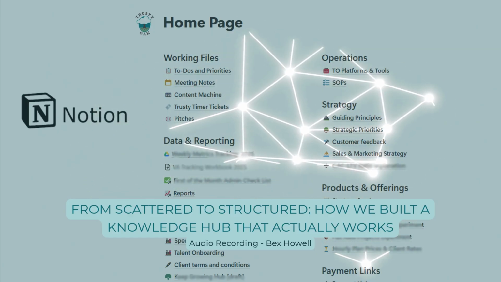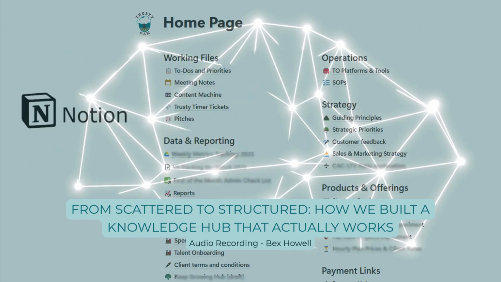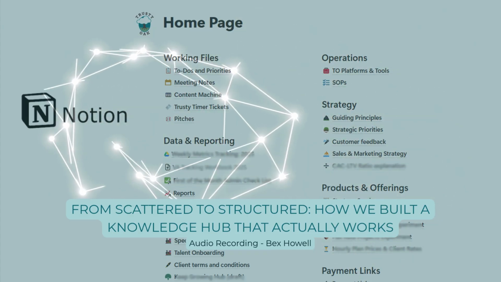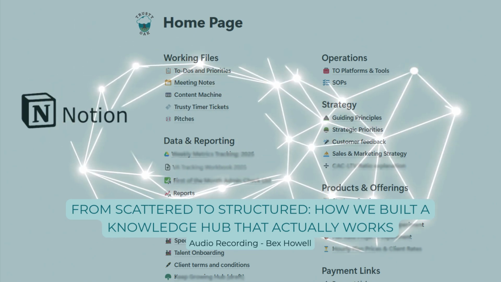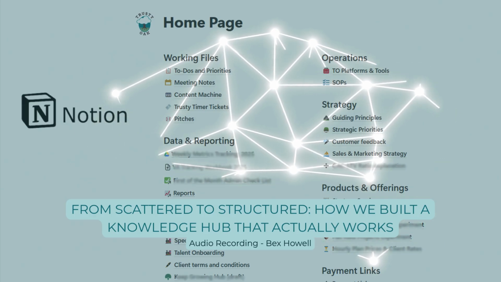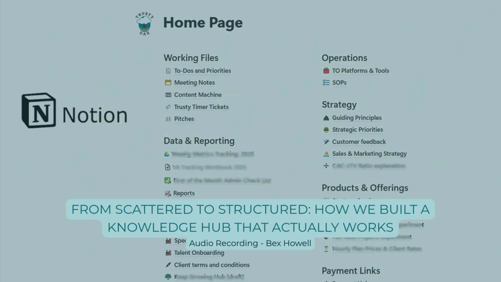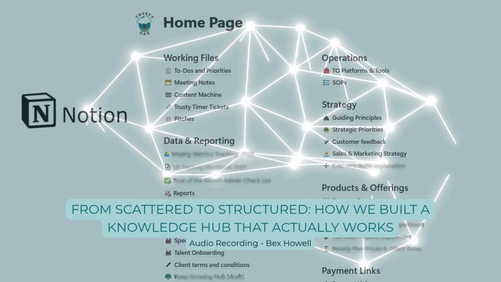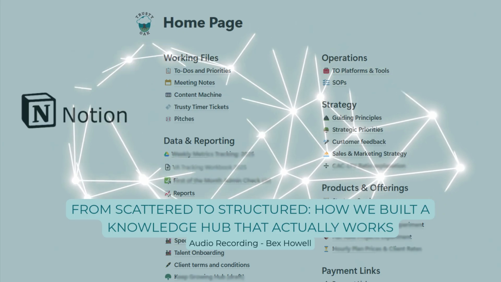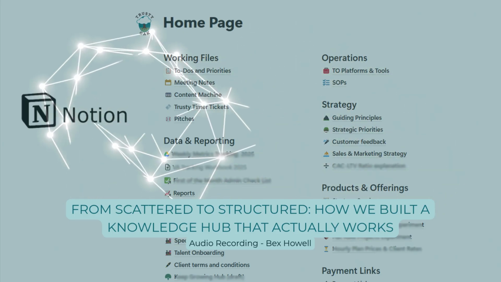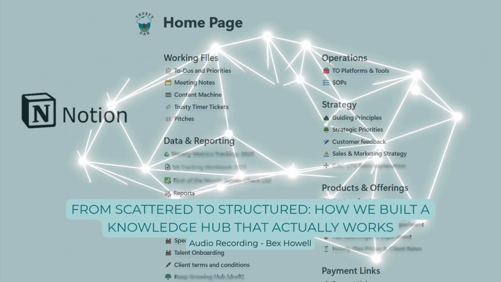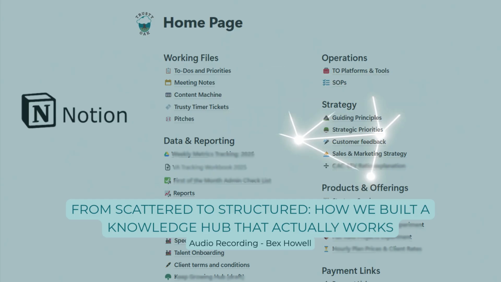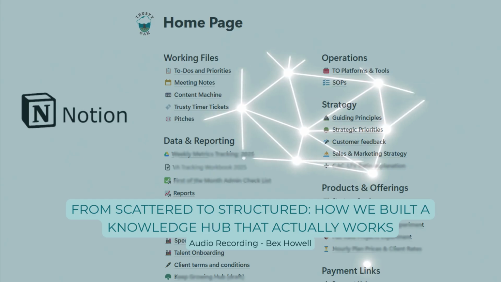And what not to do? Don't try to document everything perfectly before launching. Don't get stuck building elaborate databases, and don't aim for a finished product. Aim for a useful starting point. And what is our recommendation? Start with a homepage with your main business sections, your guiding principles at the top, and maybe 2 to 3 of your most critical SOPs documented. That's it. You can build from there as you go.